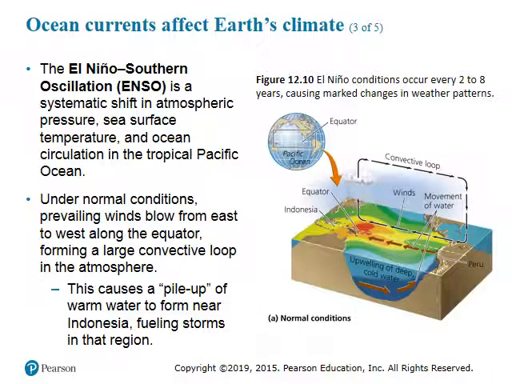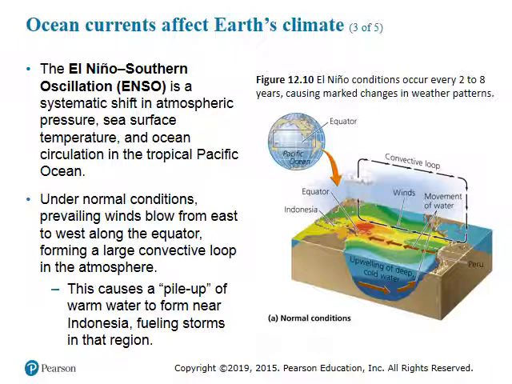Other ocean currents that you may have heard of include El Nino, or what's called the El Nino Southern Oscillation, or ENSO. This is a systematic shift in atmospheric pressure, sea surface temperature, and ocean circulation in the tropical Pacific Ocean. Now, under normal conditions, prevailing winds will blow from the east to the west along the equator. This will form a large convective loop in the atmosphere. This causes a pile-up of warm water to form near Indonesia. This fuels massive storms in this region.